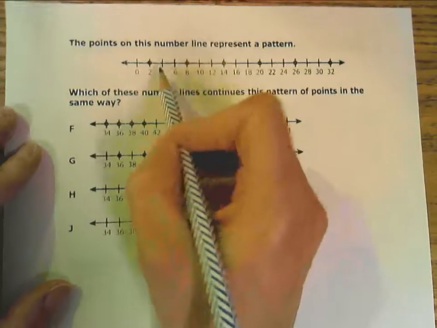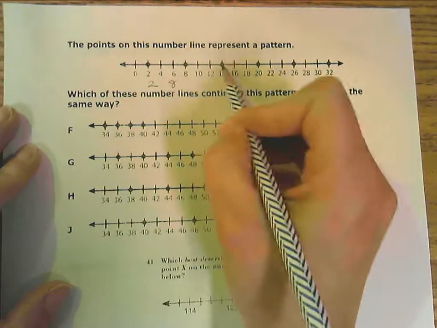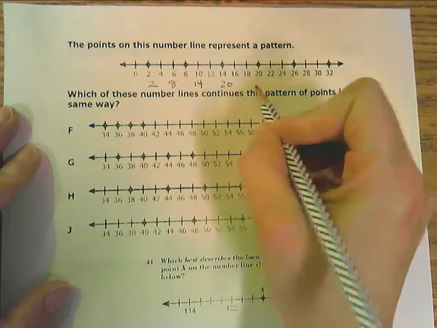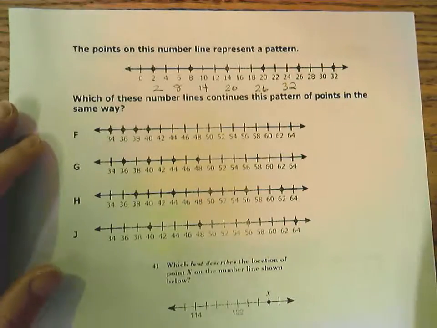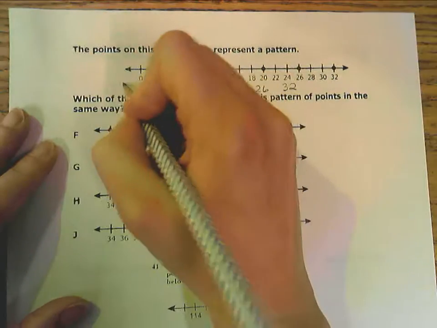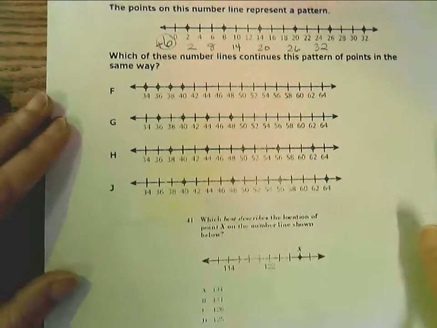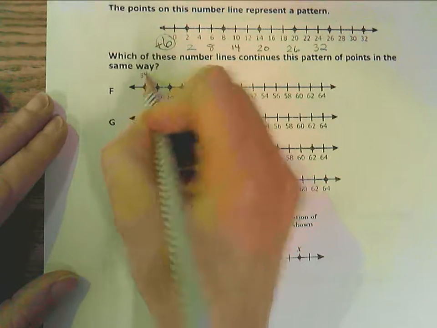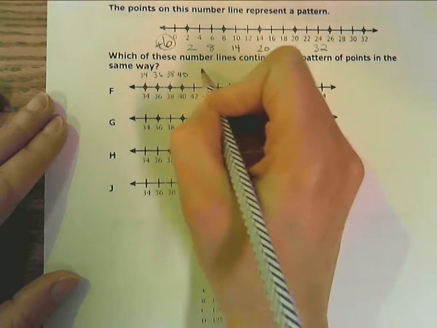So this pattern is 2, 8, 14, 20, 26, 32. So I can tell that this rule is adding 6. So then the question is, which of these number lines also use the rule plus 6? So here I see 34, 36, 38, 40. That's adding 2.